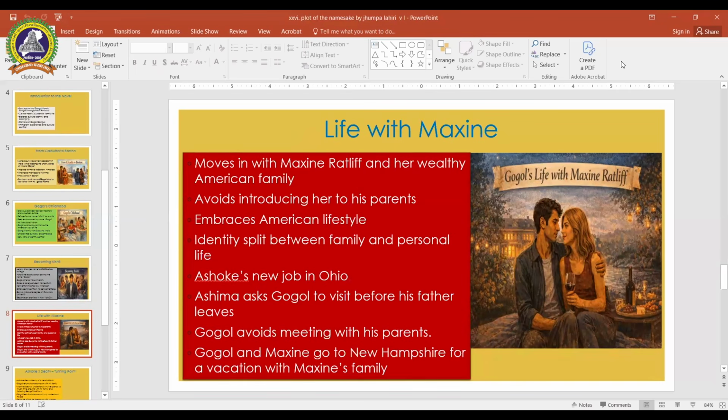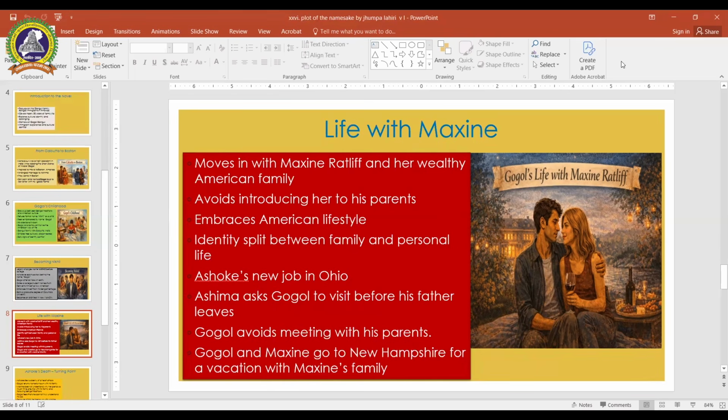Now, turning to the next slide, life with Maxine. In New York City, Gogol starts dating a woman named Maxine Ratliff. He meets her parents on their first date. And later, Gogol even moves in with her family. However, Gogol feels uncomfortable about bringing Maxine to meet his own parents.